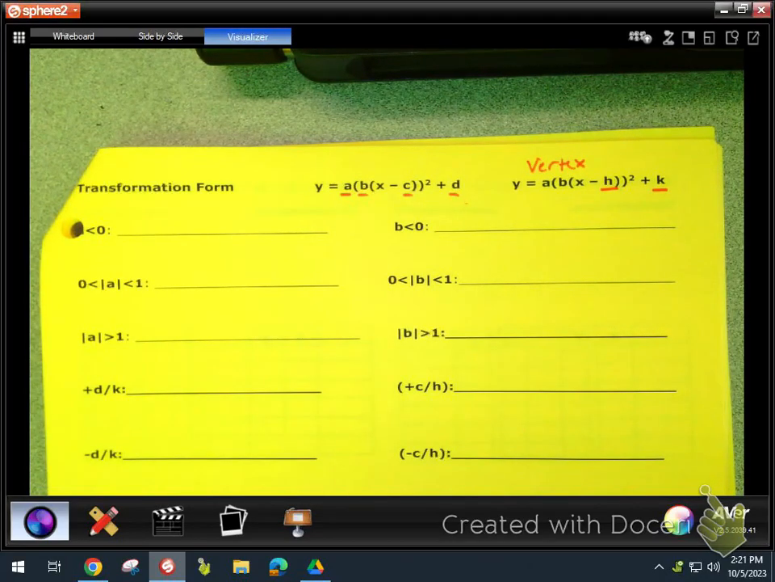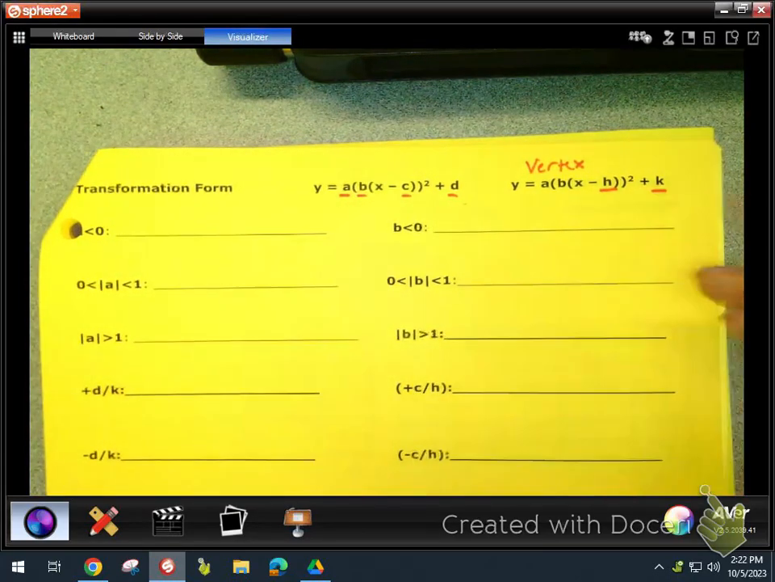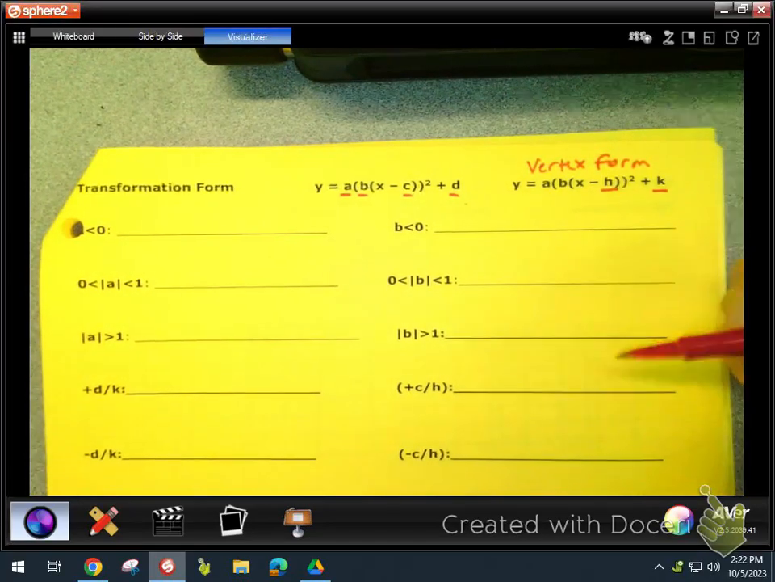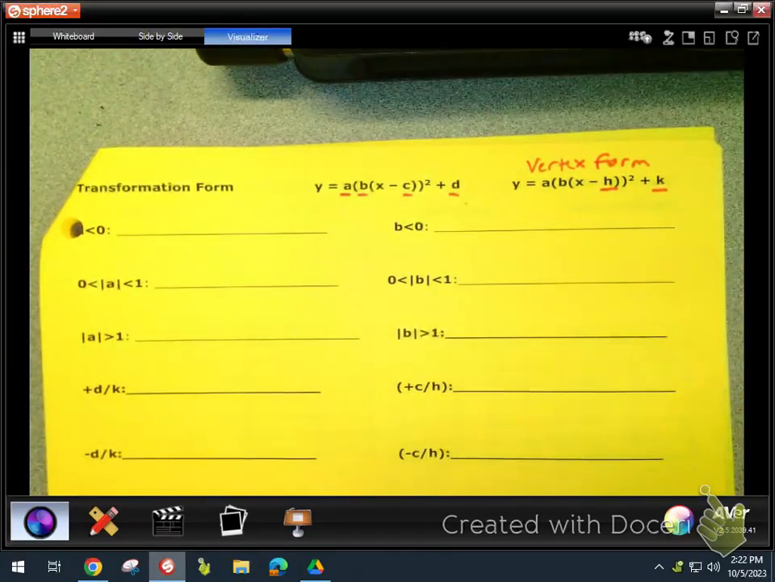H and C are going to be your left, rights. D and K are going to be your up, downs. It's just kind of a formality. Don't harp on the letters. But they still do the same thing. The inside, outside, what do they affect? Try to fill this out.